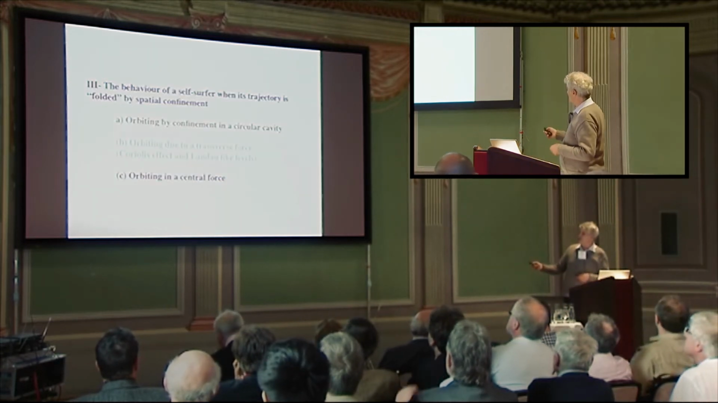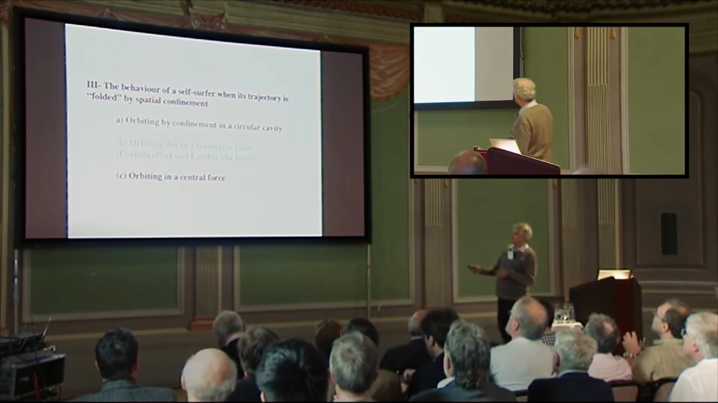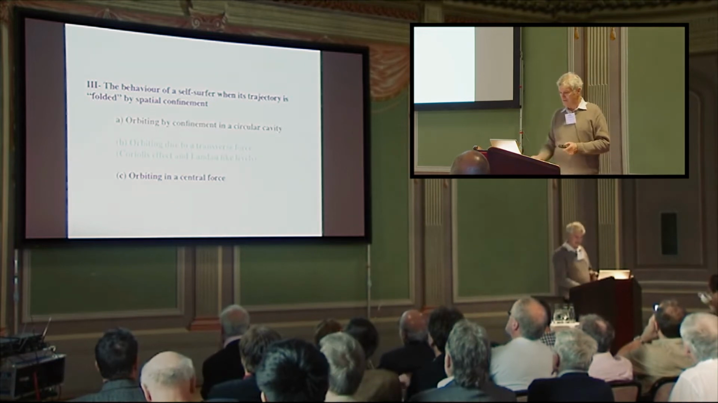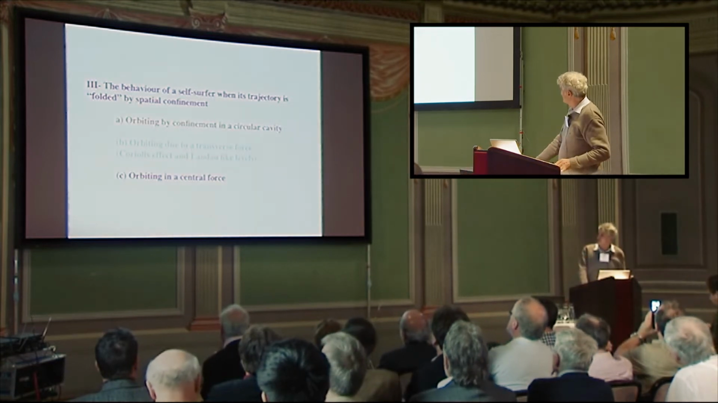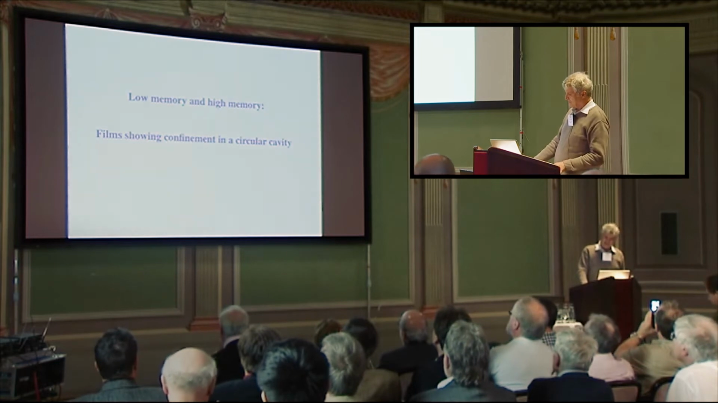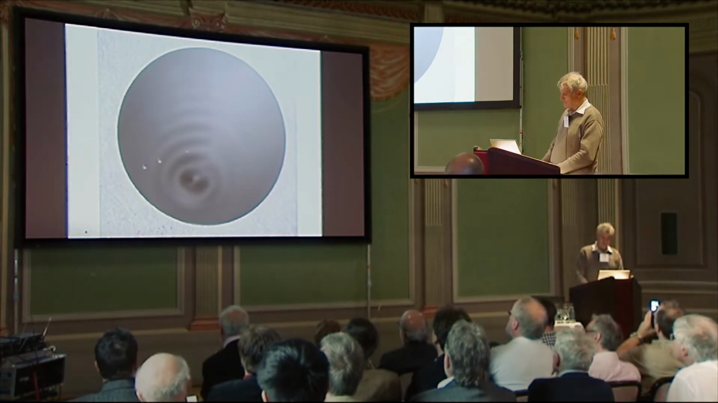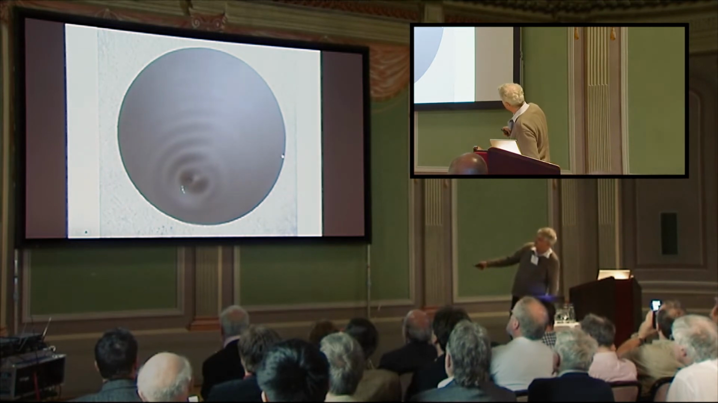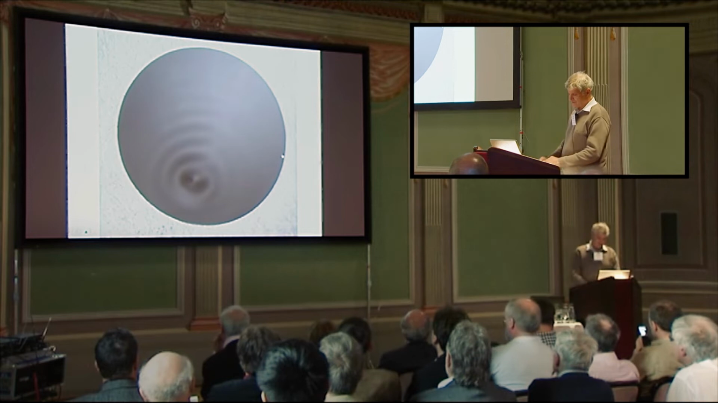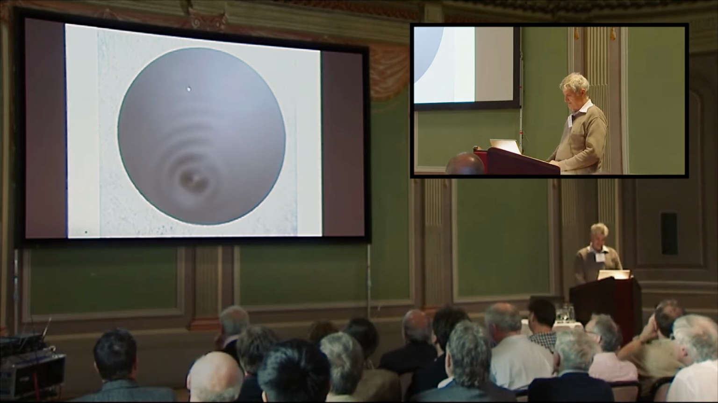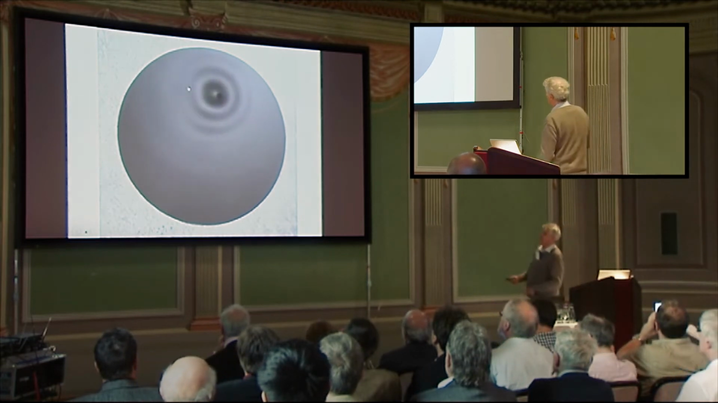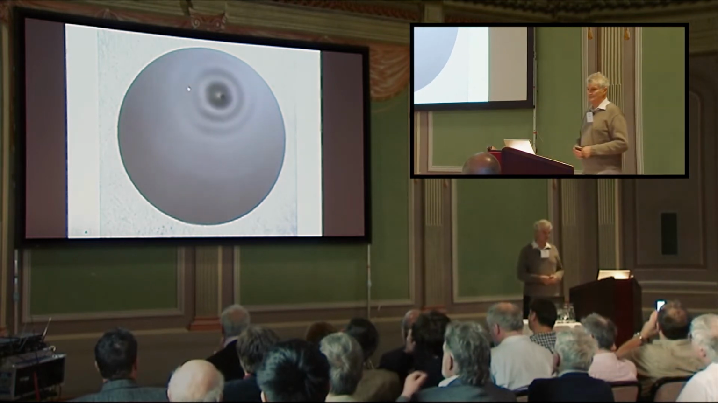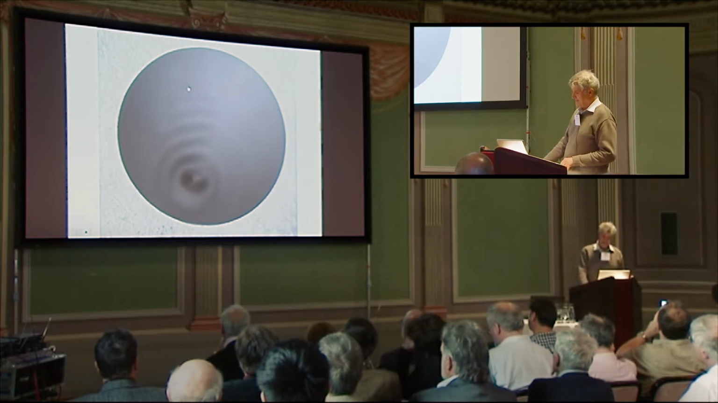I will just show you on the films the effect of confinement in a circular cavity. We have studied this case, but I don't have time to present both systems. I think the second one is even more interesting. So you have here a circular cavity. The drop is confined inside it. It's a low memory situation. The wave field is very localized, and what you see is a very simple motion. The drop is repelled by the boundary and does a simple orbiting in the cavity.